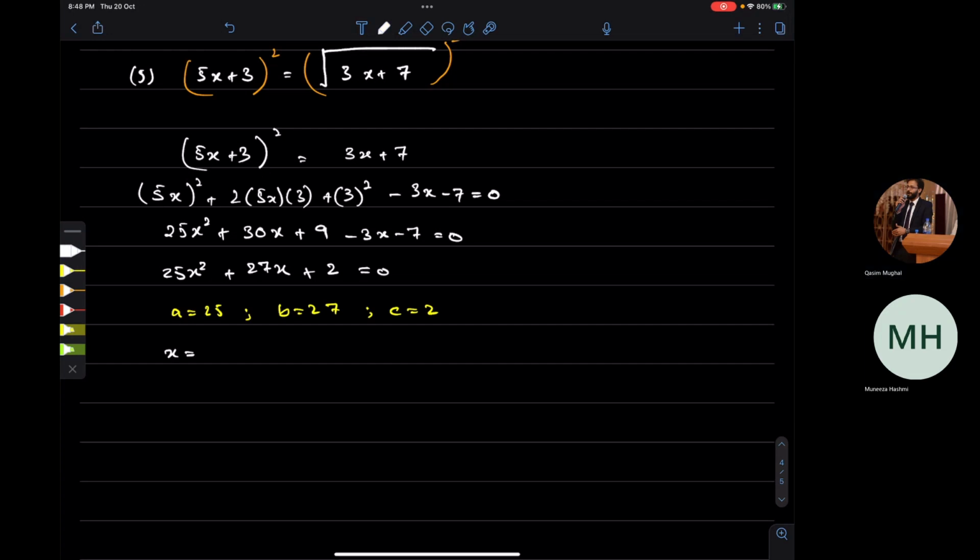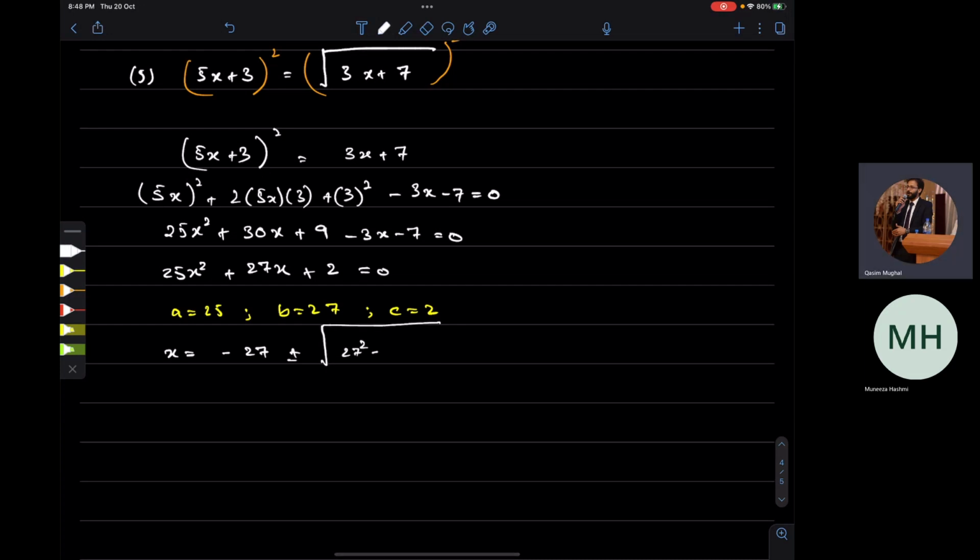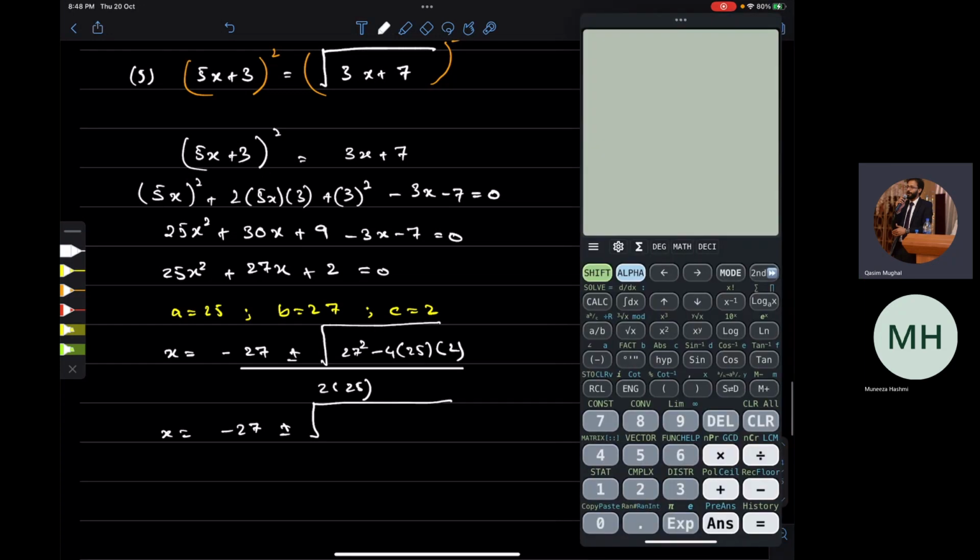X equals minus B plus minus square root of B squared minus 4AC, and then whole divided by 2A. X equals minus 27 plus minus, I'll do the discriminant part in one go. 27 squared minus 4 times 25 times 2. That's 529 over 50. I'm going to check if 529 is a perfect square. Yes, it is. So x equals negative 27 plus minus 23 over 50.